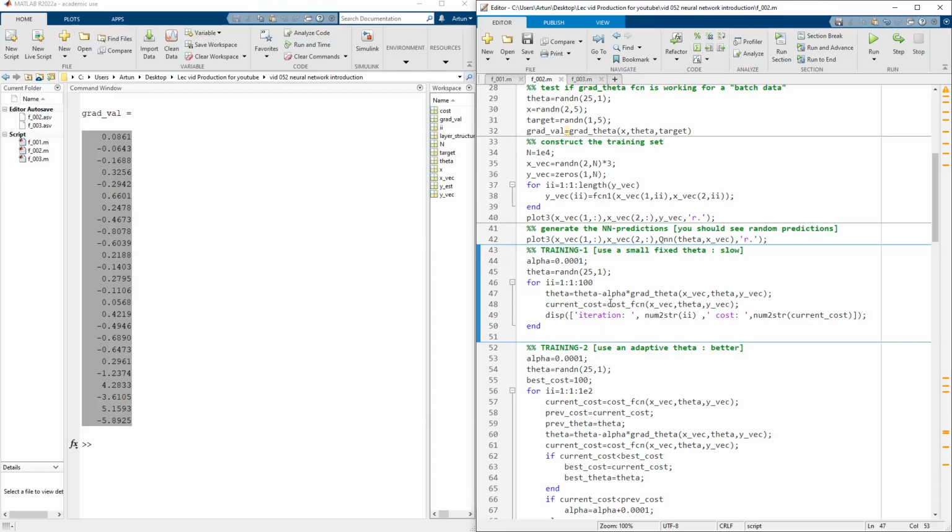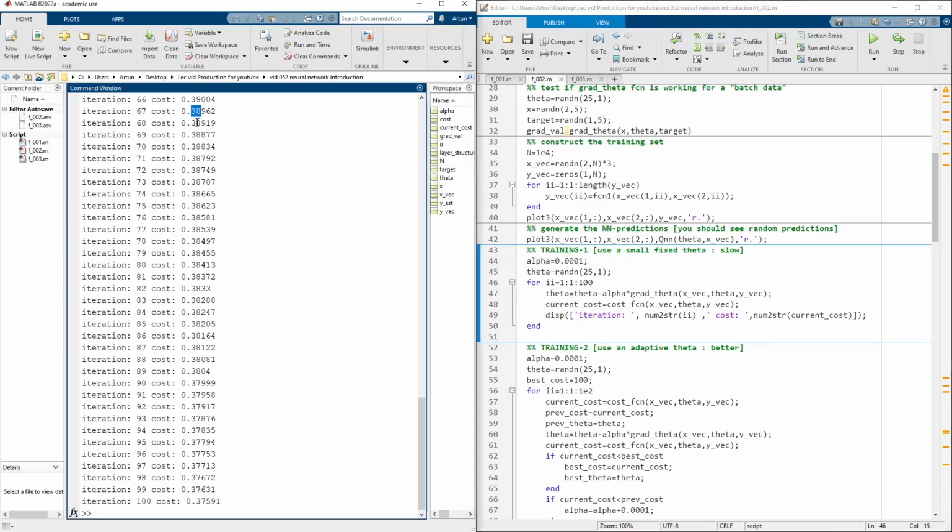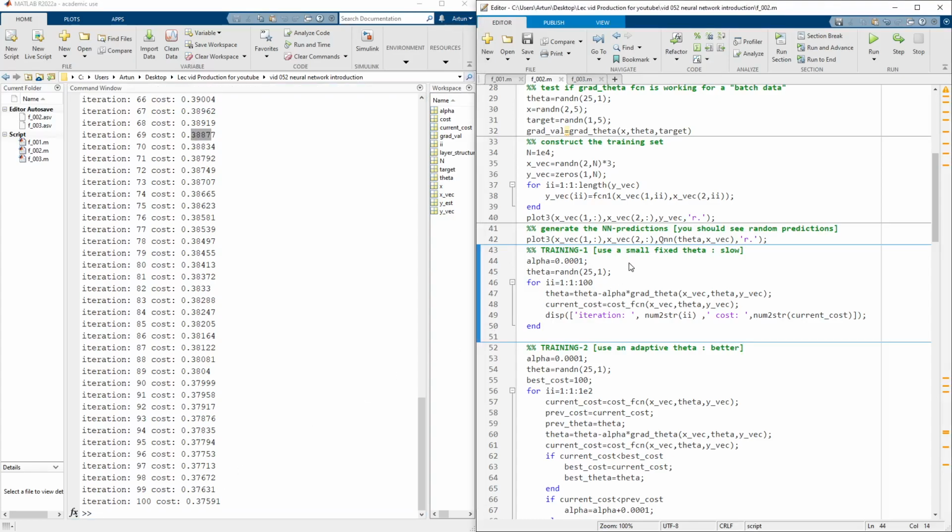All right, and then this is the cost function. This is the cost function corresponding to that theta. And in each iteration, just print that value on the screen. Here we can see the cost value, you can see that the cost value is decreasing, and you can see it is painfully slow.